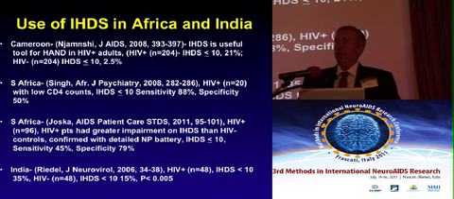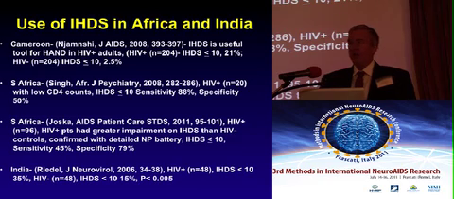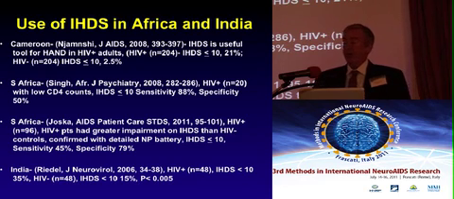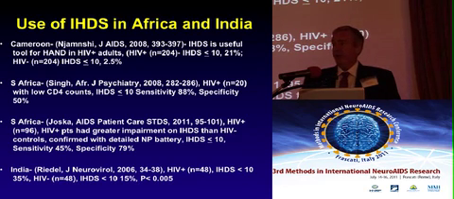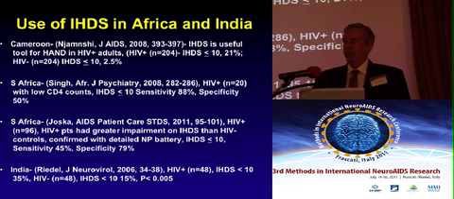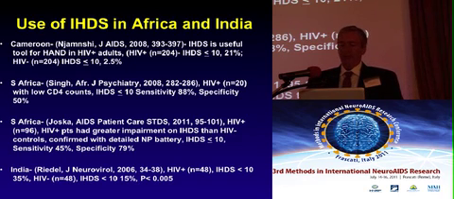Now, the International HIV Dementia Scale has now been used in multiple countries, in Africa, in Asia, and South America. And this slide just summarizes some of that use. For instance, in Cameroon, in a fairly large study of over 400 HIV positive and HIV negative patients, the International HIV Dementia Scale, using a cutoff of less than or equal to 10, identified 21% of HIV positive patients with dementia compared to only 2.5% of HIV negative patients.